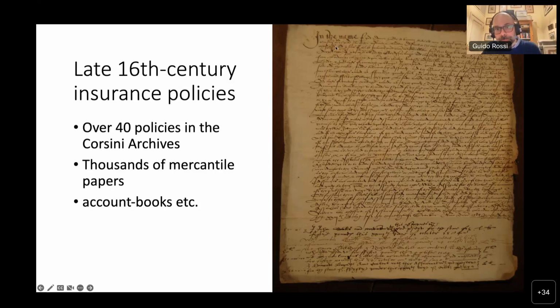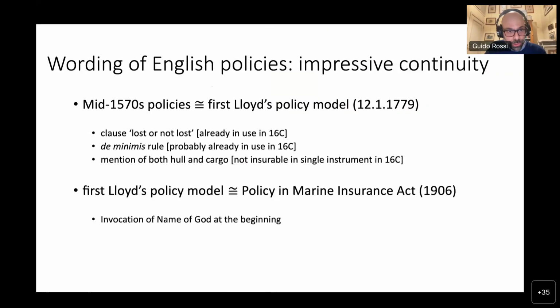This is one of them. You see here in large characters, in the name of God, Amen. And then the policy begins. Here at the bottom, you see the underwritings of every individual insurer. Anyway, this is how we know today the way in which insurance worked in London from the 16th century onwards.